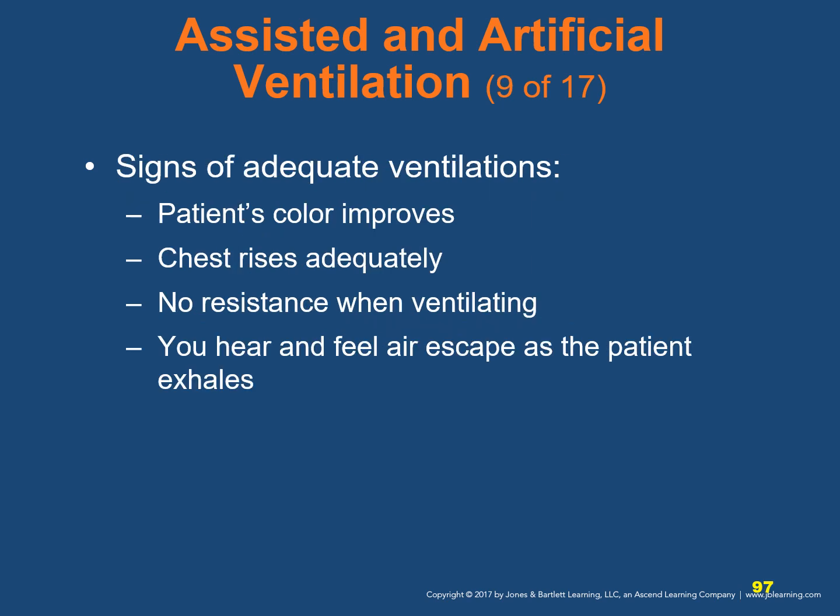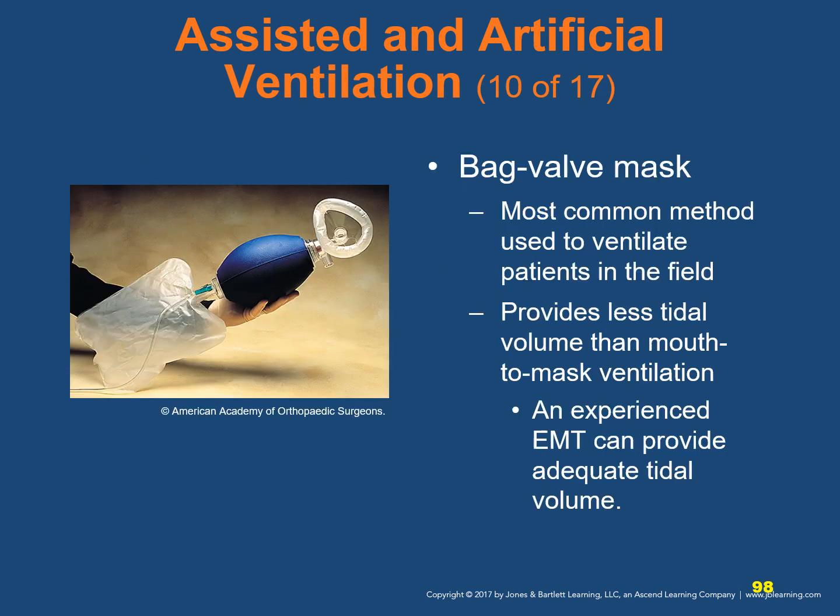Signs of adequate ventilation are that the patient's color improves, the chest rises adequately, there is no resistance when ventilating, and you hear and feel air every time the patient exhales. To increase oxygen concentration, administer high-flow oxygen at 15 liters per minute through the oxygen inlet valve of the mask. Combined with your exhaled breath, this will deliver about 55% oxygen.